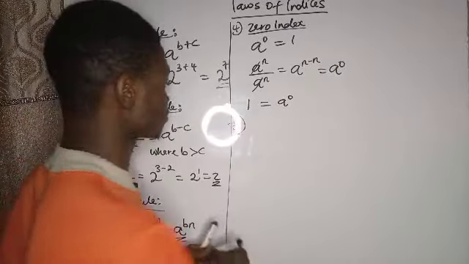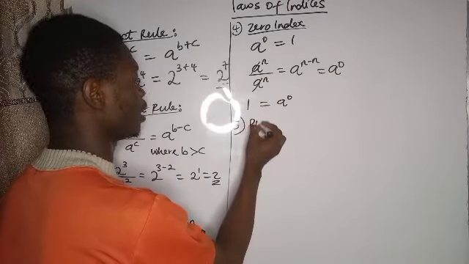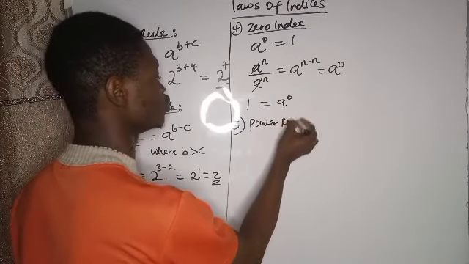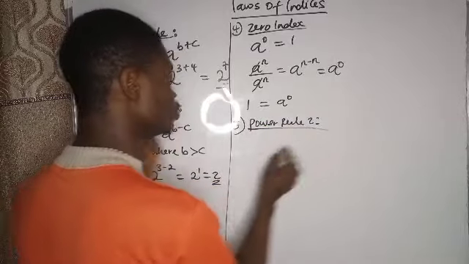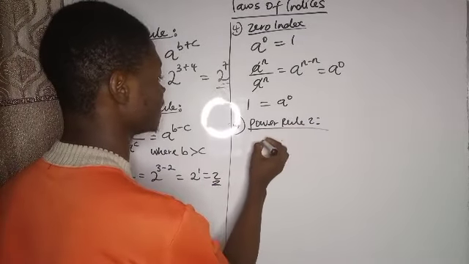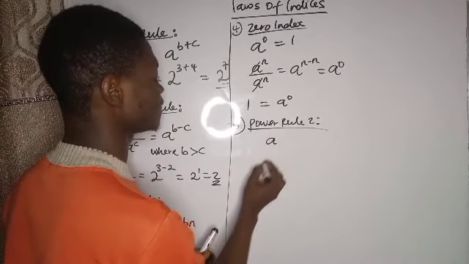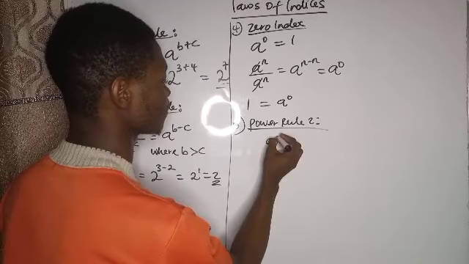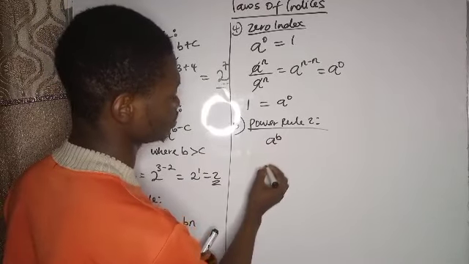So number 5, power rule 2. Power rule 2 is telling us that if you have a raised to the power of b.